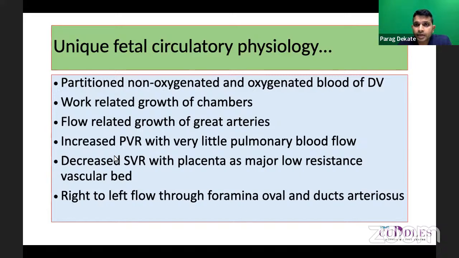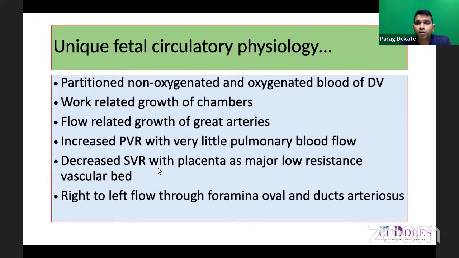Intrauterine, the pulmonary vascular resistance is very, very high. That's why we have very little blood flow to the lung. Almost 10% of the cardiac output goes into the lung. From the lung, it comes back through the pulmonary veins to the LA, very, very little. And the systemic vascular resistance, the resistance of most of the systemic blood vessels, is very low in the intrauterine life.